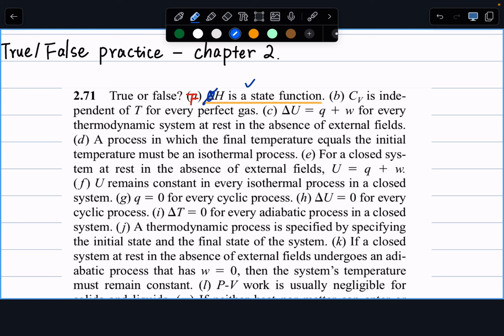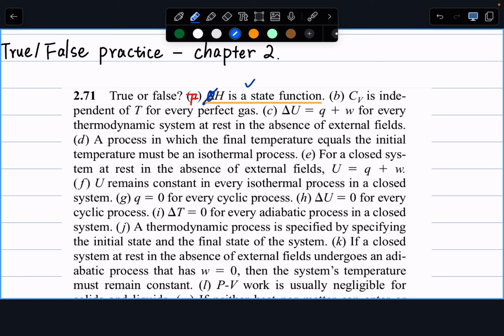Yes? Wait, so is delta U a state function? No, it's the same logic, right? Internal energy U is a state function, but delta U describes the difference between two different states, and hence it's not a state function.